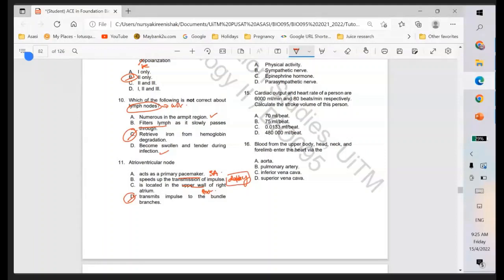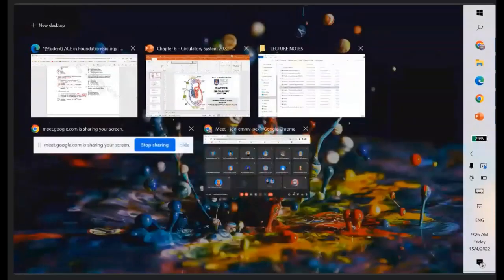That is what the statement about slowing down refers to. Why? Because the purpose is to make sure that all the blood in the atrium enters into the ventricle. That is a point you must remember. It was asked before in past-year papers: why is there a slight delay in the transmission of impulse as it reaches the AV node? To make sure that the atrium finishes contracting and all the blood enters into the ventricle.